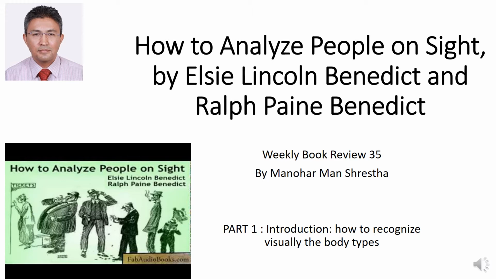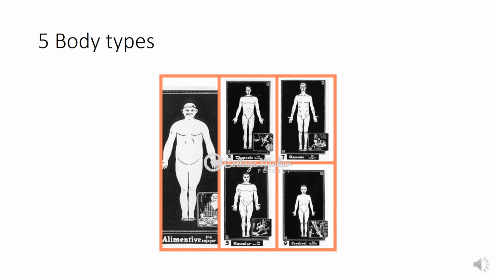Part 1 Introduction: How to Recognize Visually the Body Types. In total, there are 5 body types. I will be reading from left to right. First one is Alimentive. Second one is Thoracic. The third one is the Osseous. The fourth one is muscular, and the lowest one is the cerebral.